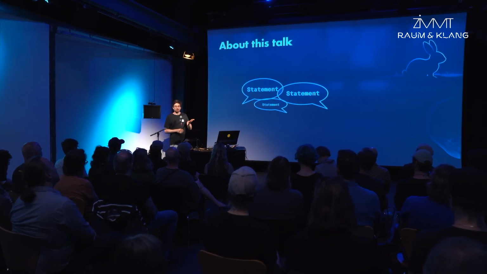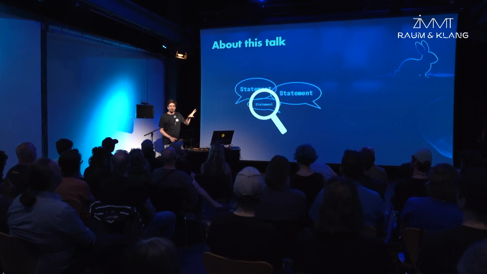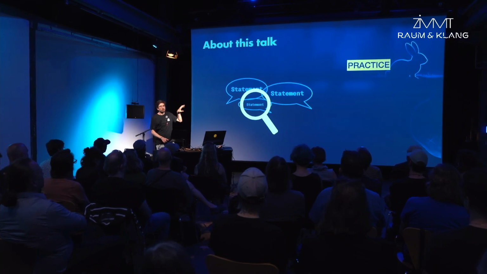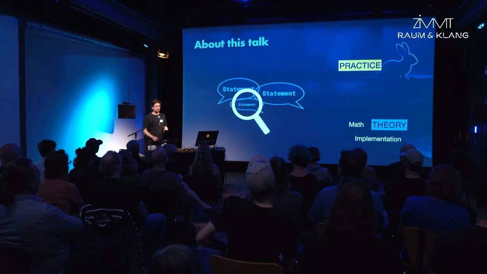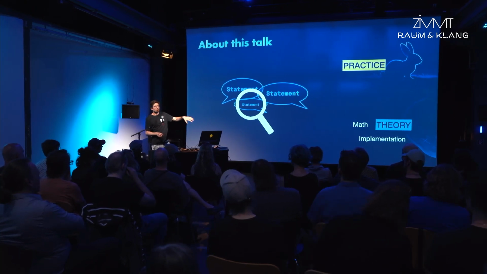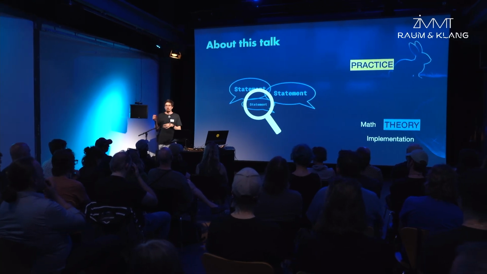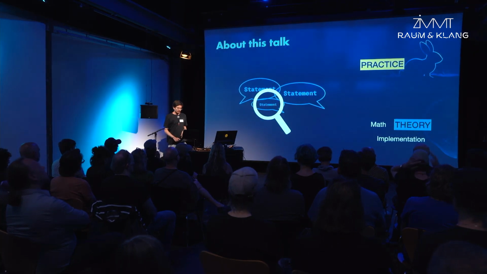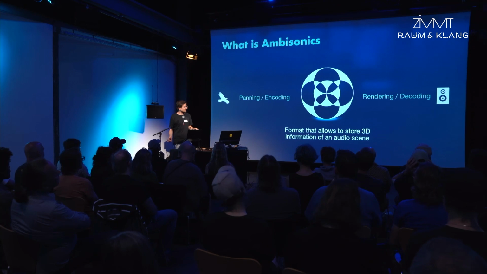And that's what I want to do in that talk, to take a closer look at these 5 or 6 statements I brought today, and see how they relate to the practice of creating Ambisonics, but also look a little bit deeper in the rabbit hole into the theory of Ambisonics, and that's the mathematical description behind it, but also like the implementation in code. But first, of course, I have to give an introduction about Ambisonics.